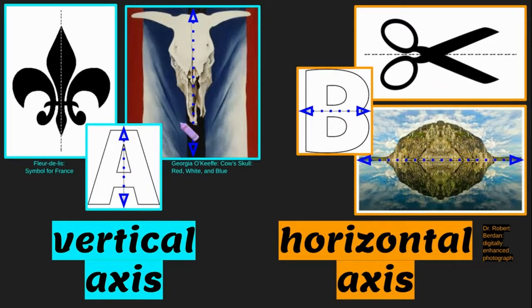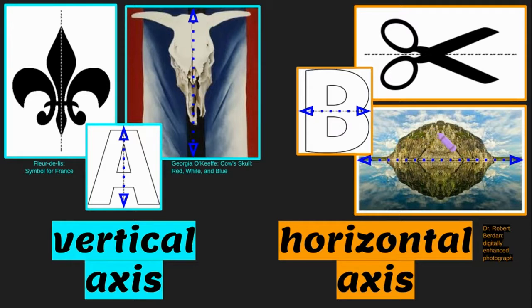Now, let's jump over to horizontal axis. Horizontal means the line goes from left to right, and the top and the bottom would be the same. Okay, here's a pair of scissors. If you draw that midline, the top side is the same as the bottom. Here's an example of photography. Someone used a picture and then they changed it with a computer to make it look the same.